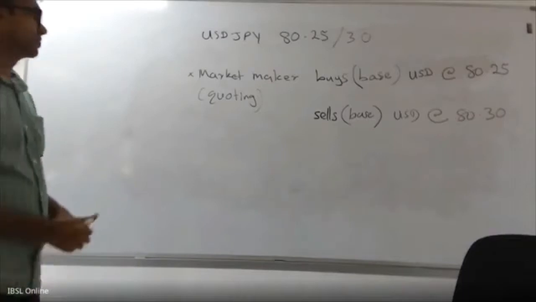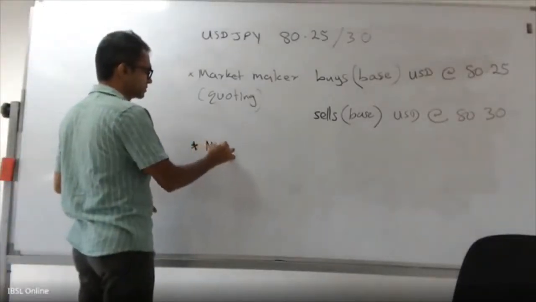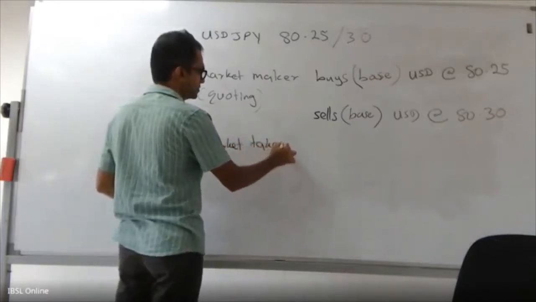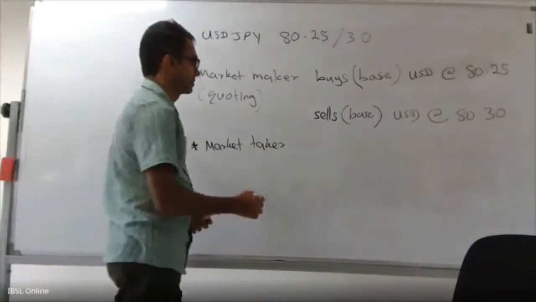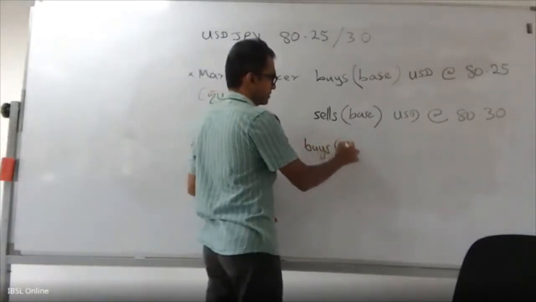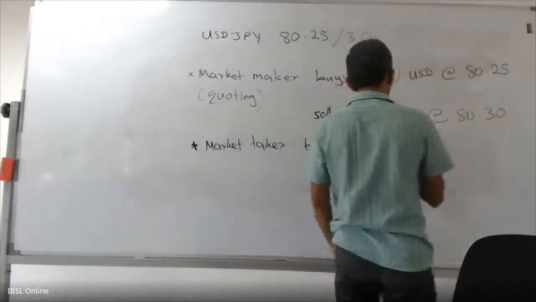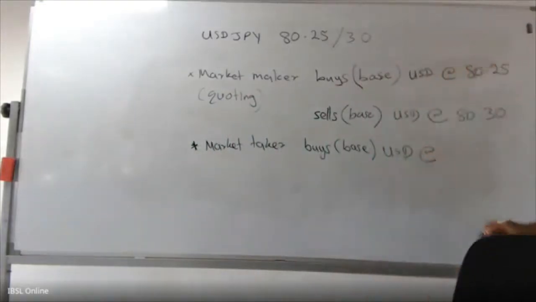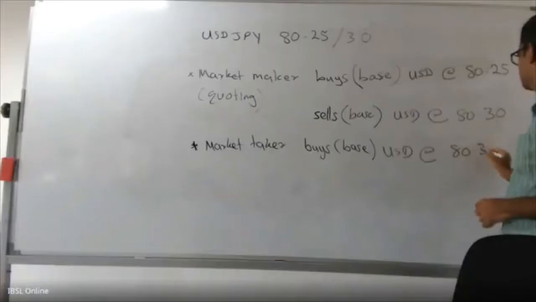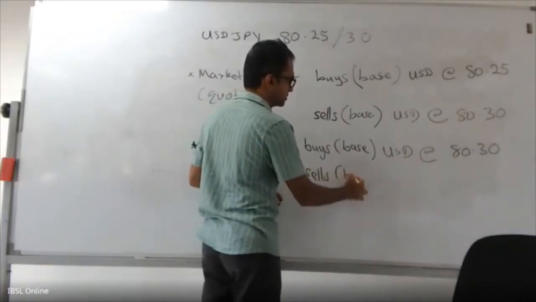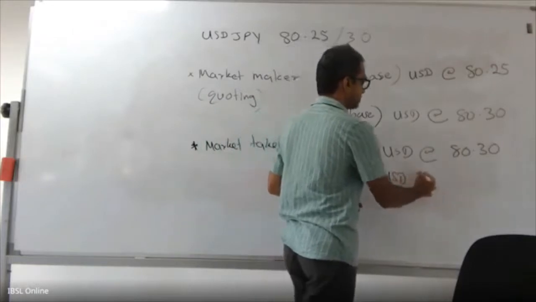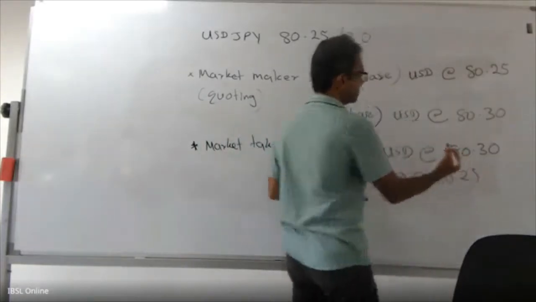So then what does the market taker do? He buys the base currency USD at what rate? If the market taker wants to buy dollars against yen, he has to pay 80.30. If that party wants to sell the base currency, it would be at 80.25.